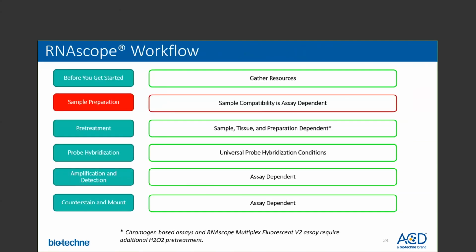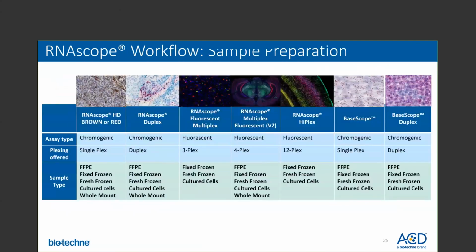Next, we will discuss sample preparation. Sample compatibility is assay dependent. For instance, FFPE, fixed frozen, fresh frozen, cultured cells, and whole mount are compatible with the RNAscope singleplex, duplex, and fluorescent V2 assays. Our RNAscope fluorescent multiplex and Hyplex assays are compatible with fixed frozen, fresh frozen, and cultured cells. Lastly, the BaseScope singleplex and duplex assays are compatible with FFPE, fixed frozen, fresh frozen, and cultured cells.